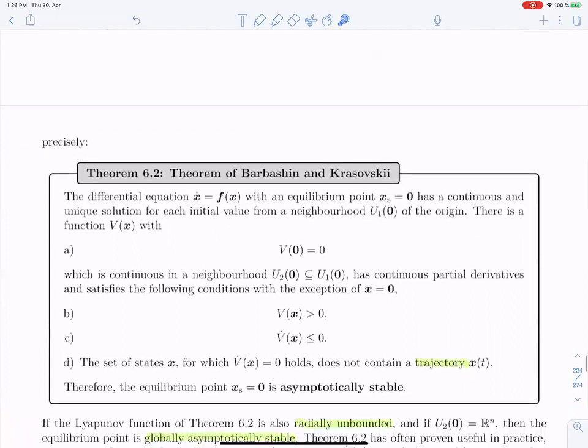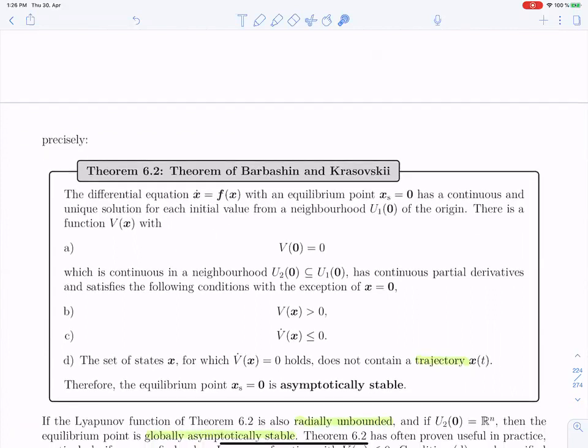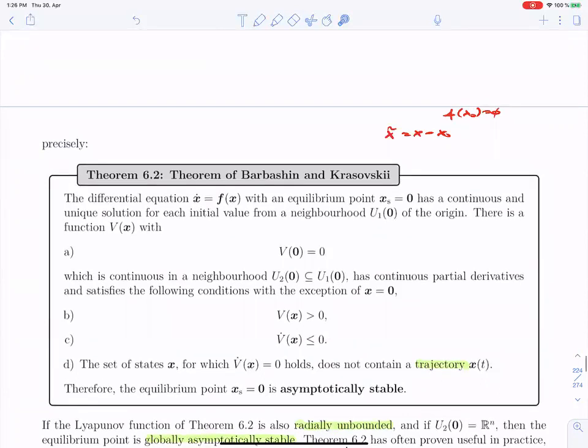And this is the more precise formulation of all this. This is the theorem of Barbashin and Krasovskii. So again, we have a differential equation with an equilibrium point, xs, which is in the origin. I have to mention this, it's always in the origin. If it's not in the origin, then you just transform it. You would just say, okay, x tilde, for example, that's x minus x0, if f of x0 is 0. So if the equilibrium point is different from the origin, you just do something like this. So this is not normally a problem.